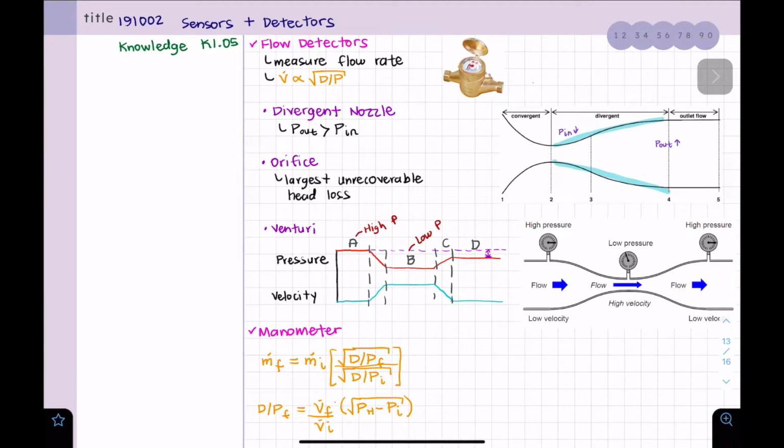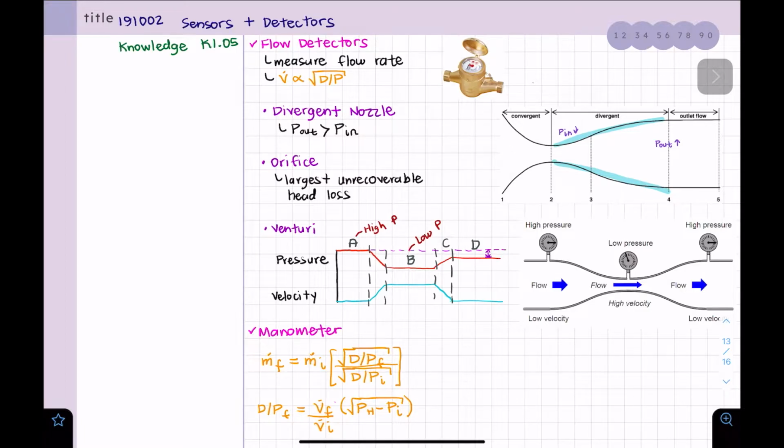Also, we're going to have some orifices, right? So in any flow system where we're trying to measure the pressure, we're going to have some orifices where we're going to put all the meters and whatnot. So this orifice is going to cause a largest unrecoverable head loss. And for GFEs, that's all that we know or that we need to know. So let's go back and take a look.